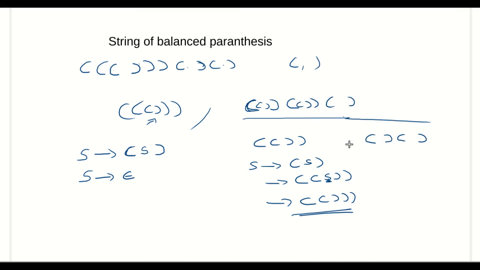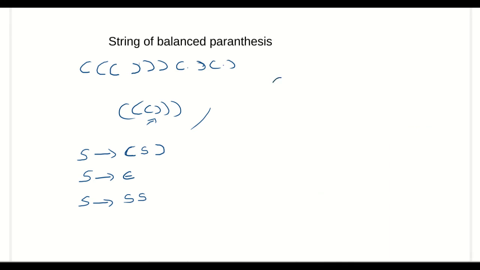Using these two productions it is not possible, because this is just used for repetitions inside a bracket. So we need one more production like this, S gives SS, so that we can repeat it and the string can go towards the right side. Here, using this production, the string is growing inside. But if you want to grow towards the right side, we have to use this production.